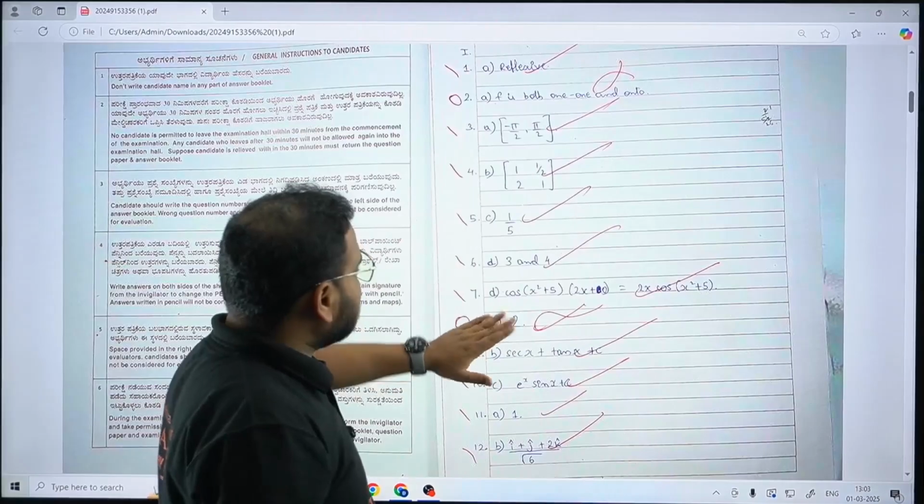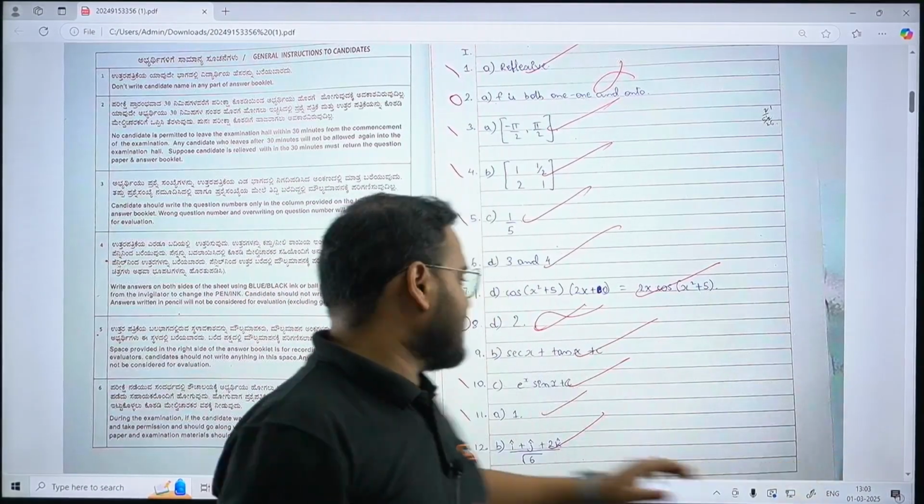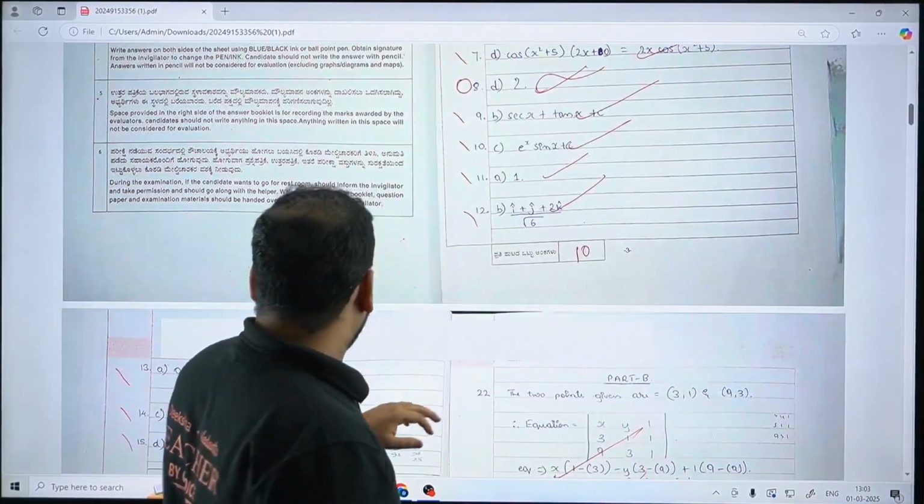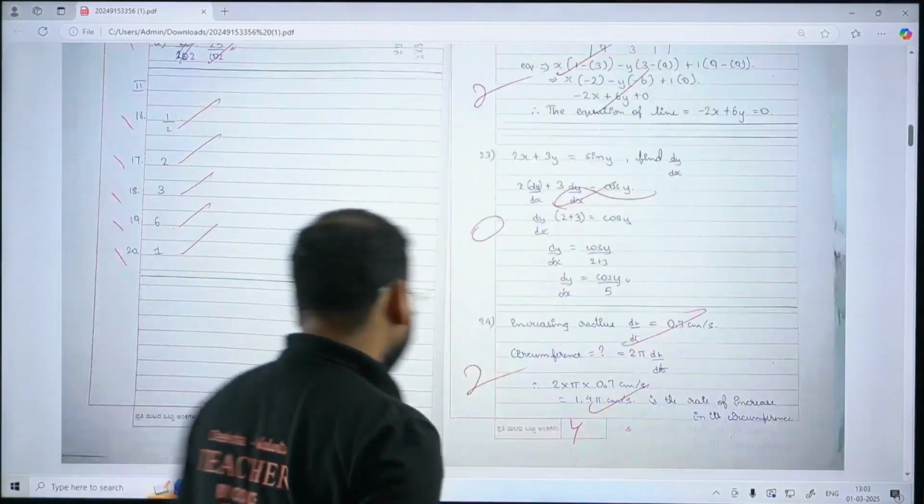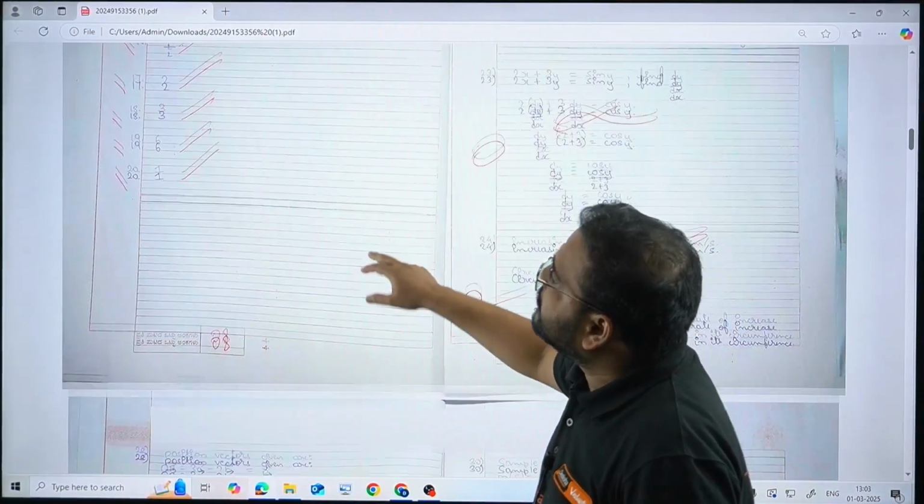What else you have? Like I said, all the options with the respective answers. Same goes with the fill in the blanks also. Please check. So we have over here, please check. So options are there, right? So this is a 20 mark.